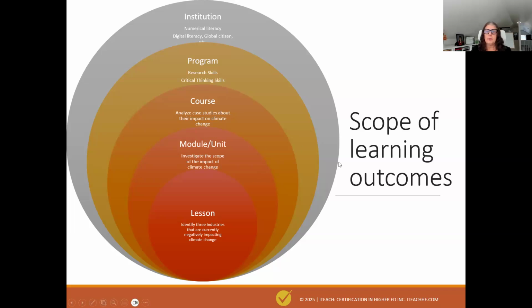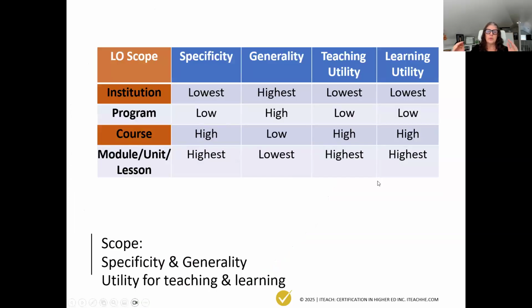So we'll look at these in a little bit more detail, the scope. You'll see here a nice table that shows you different characteristics of these different levels of learning outcomes, and how specific they are, how general they are, how useful they are for teaching, and how useful they are for learning. And as you see here, they're all at the module, unit, or lesson level. That's where they are the highest, and they're specific.